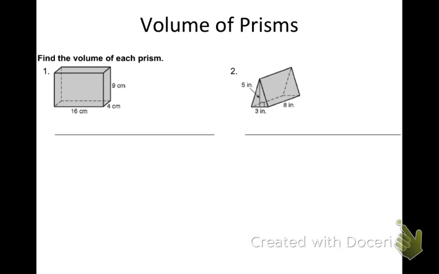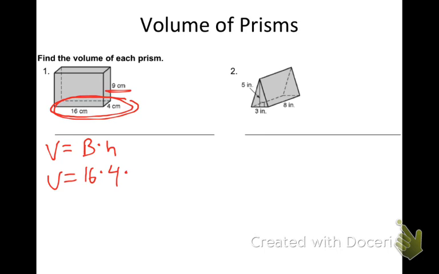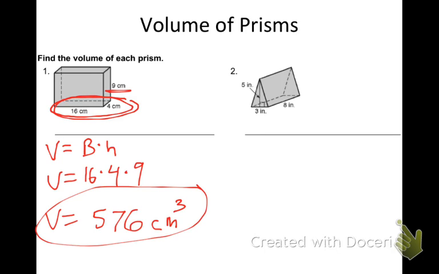So number 1 here, volume of prisms. It says find the volume of each prism. To find the volume of the prism, you take the area of the what? Area of the base times the height. Well, how would I find the area of the base here? So 16 times 4, and then I take that times the height. What's the height? 9. 576. So my volume is, what did you say, Nick? 576 centimeters cubed. Why is it cubed? Because it's volume. Area is squared. Volume is cubed.